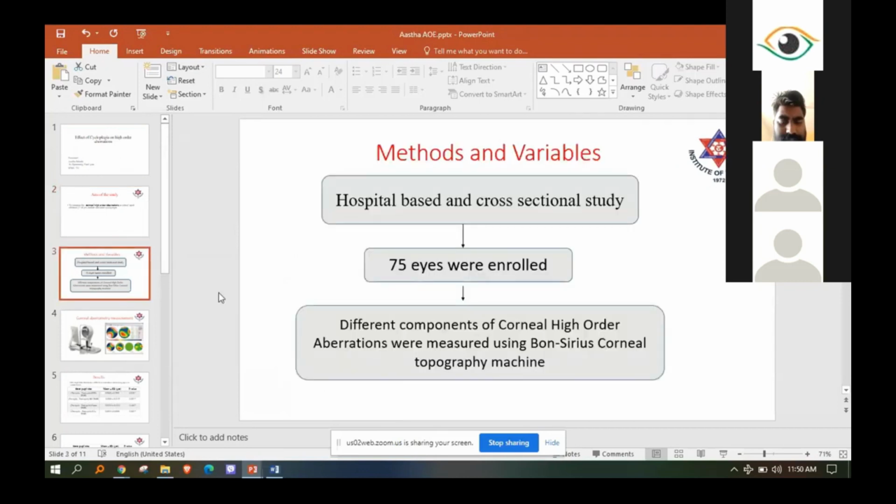The methods and variables: it is a hospital-based, cross-sectional study. 75 eyes were enrolled, and different components of corneal high-order aberrations were measured using the Bone-Cirrus corneal topography machine. The readings and the different components of corneal high-order aberrations were recorded before and after cycloplegia. The cycloplegic drops were cyclopentolate 1% and tropicamide 1%: first cyclopentolate 1%, followed by 1% tropicamide, and again cyclopentolate 1%.